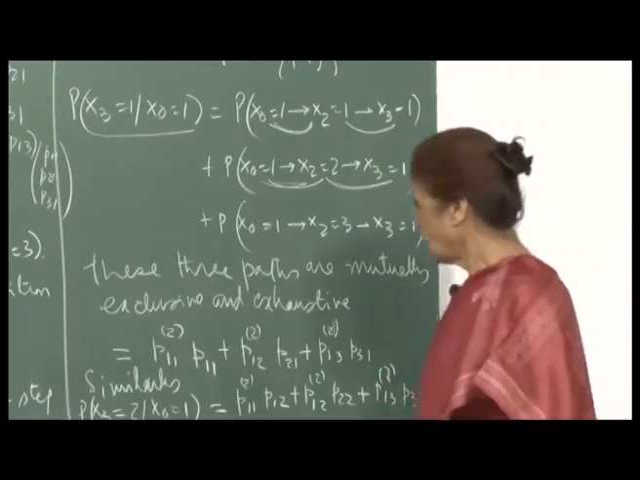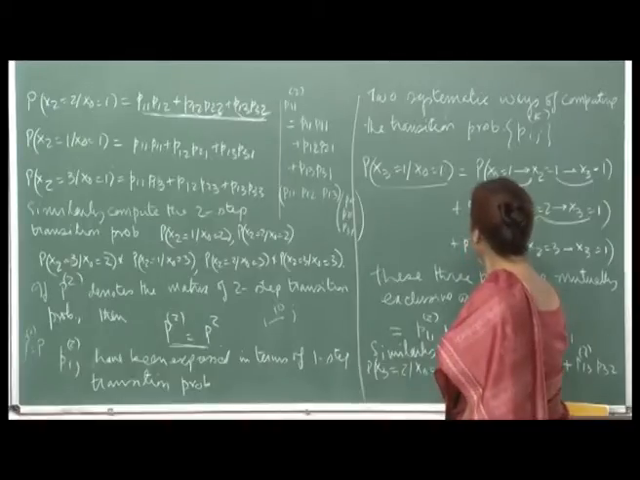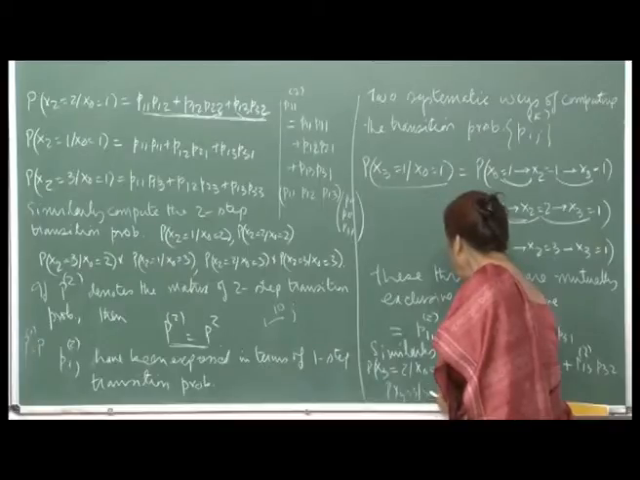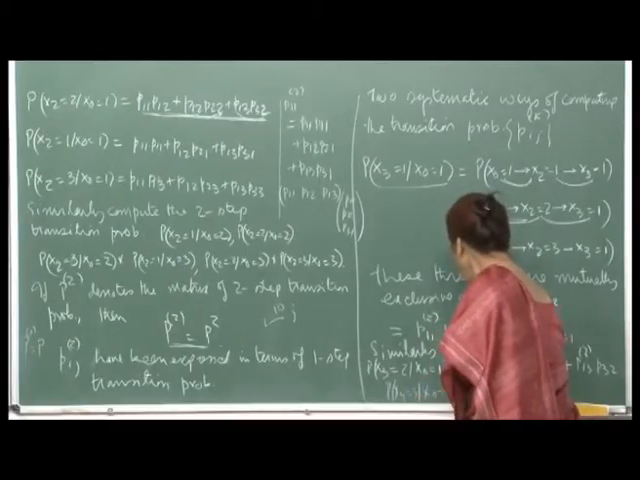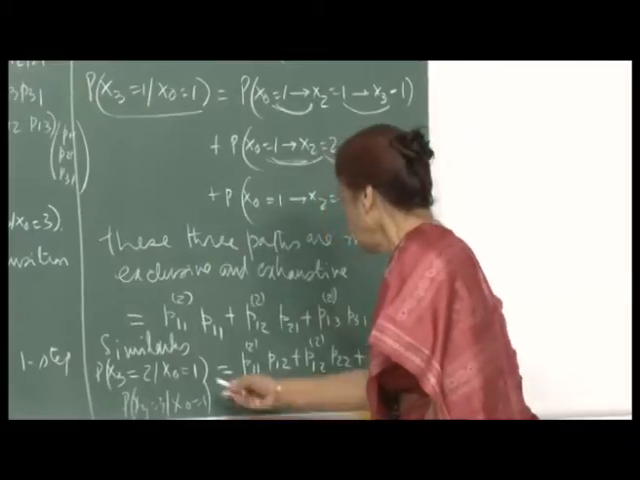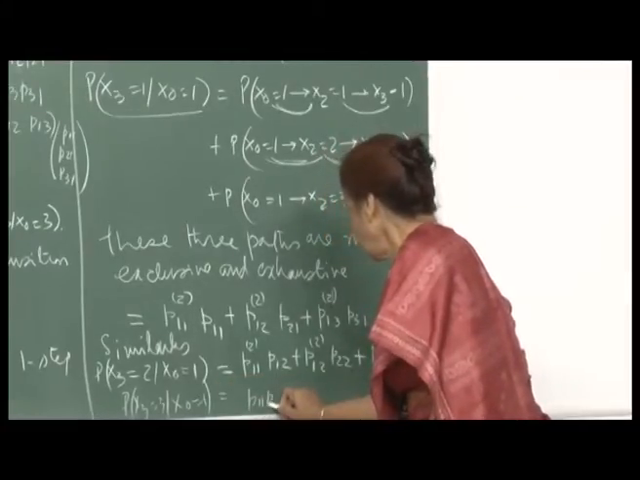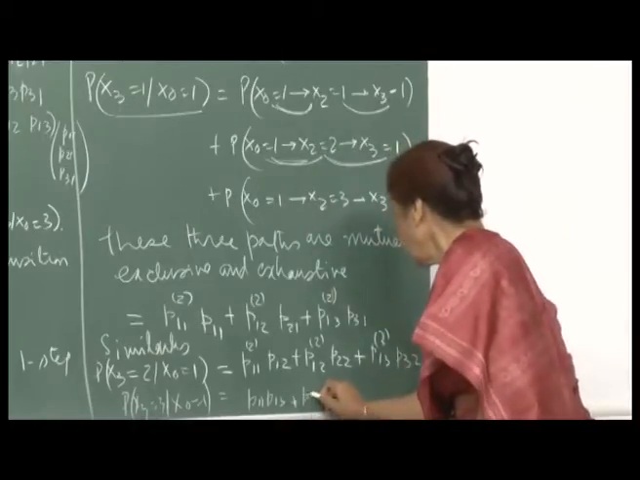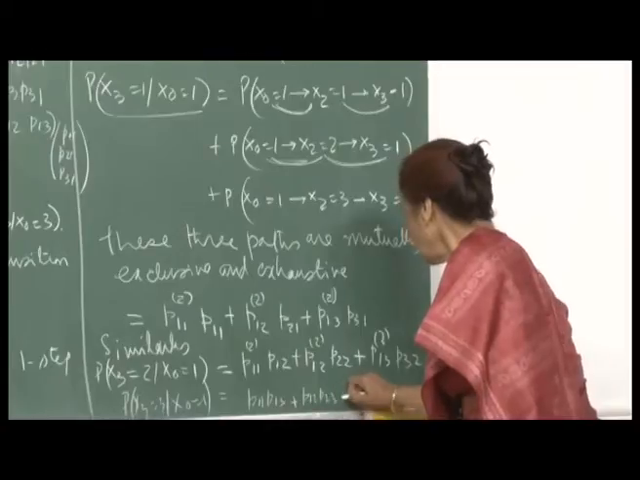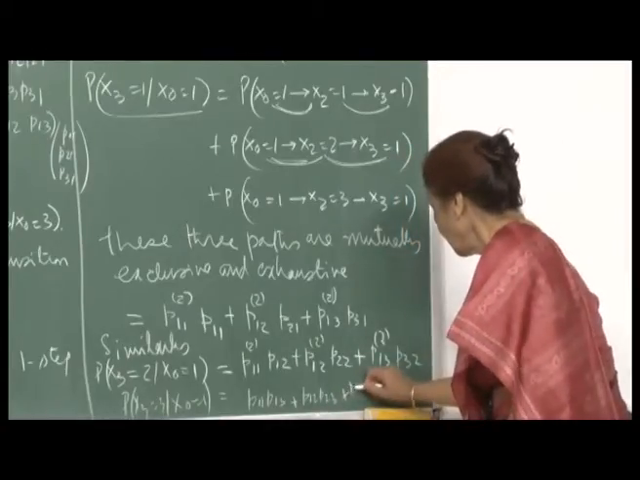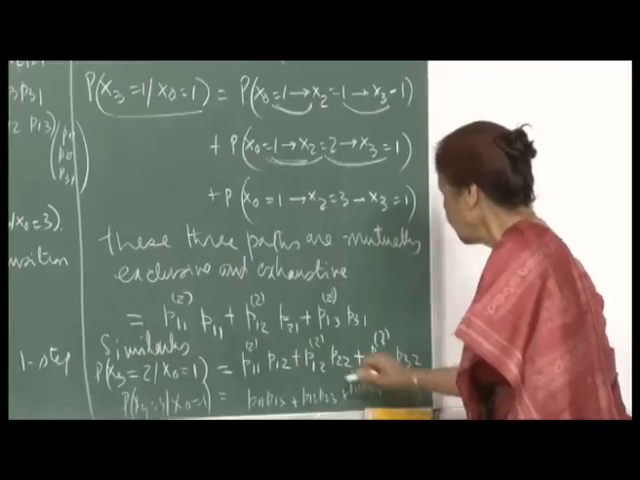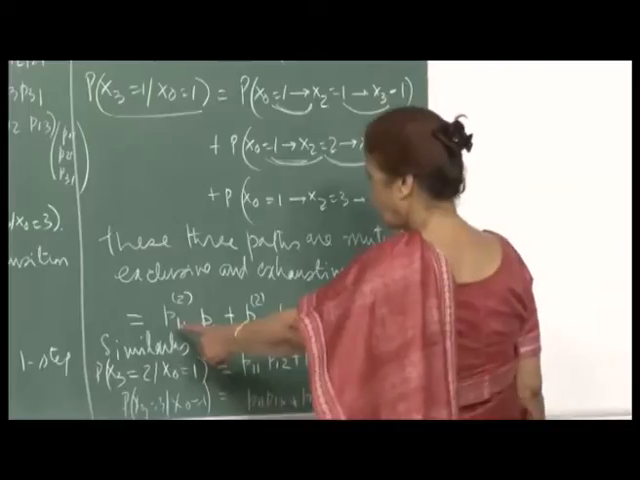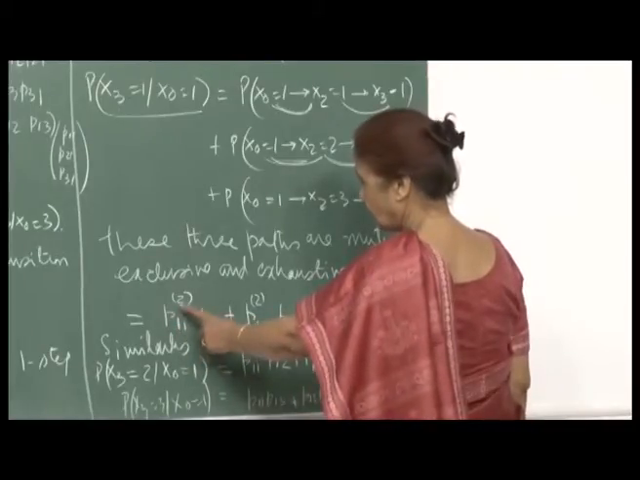So, then I can write down X3 equal to 2 when X0 is 1, and then of course, probability X3 equal to 3, X0 equal to 1, right. This will also be equal to p11 p13 plus p12 p23 plus p13 p33. So, this is the first row, and you can see that this is your element of P square.